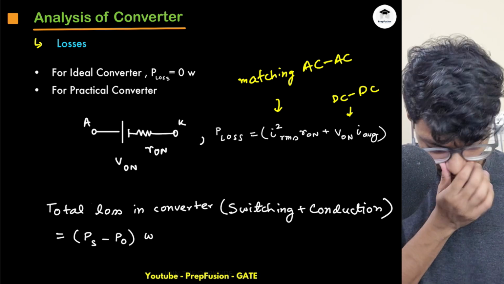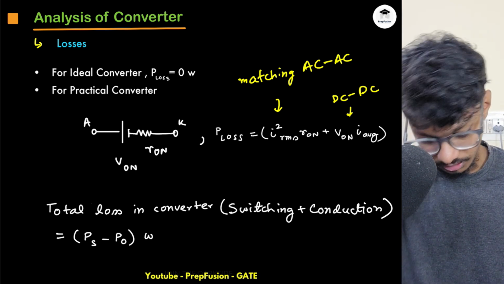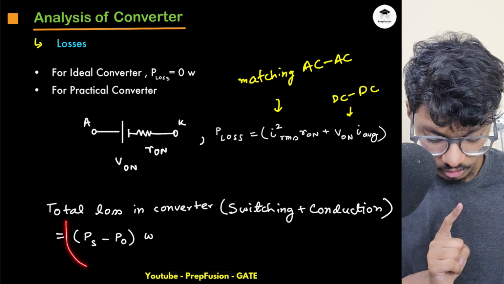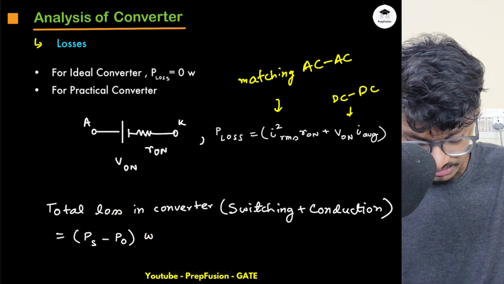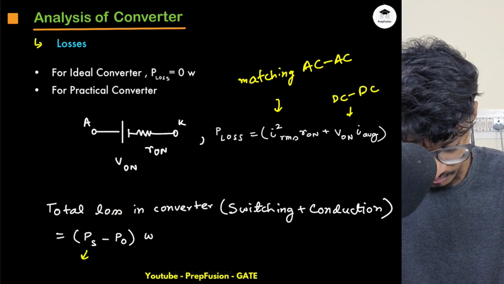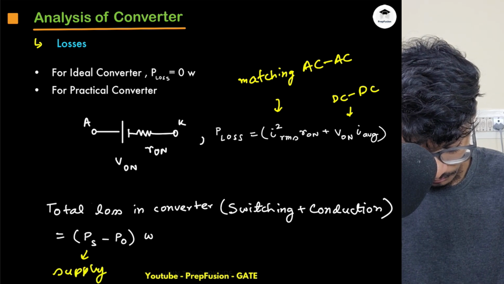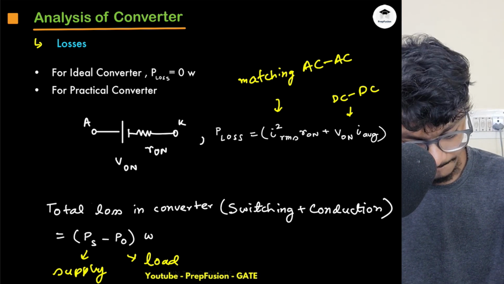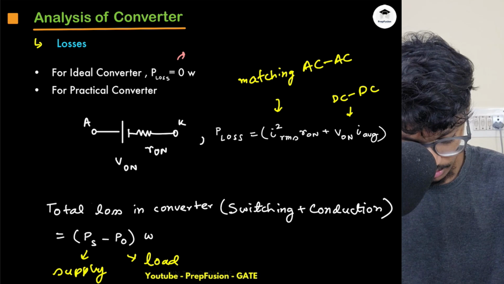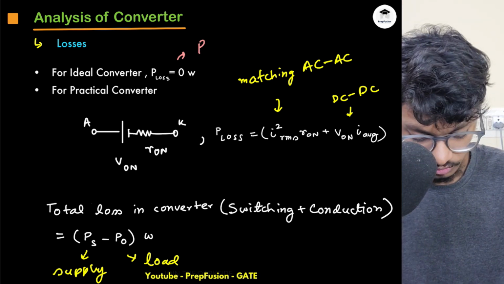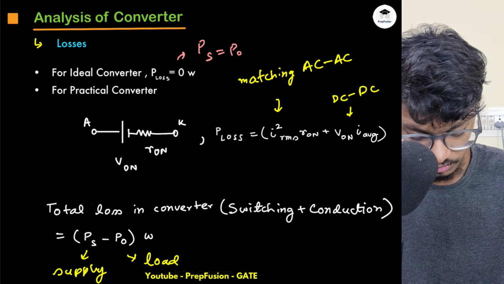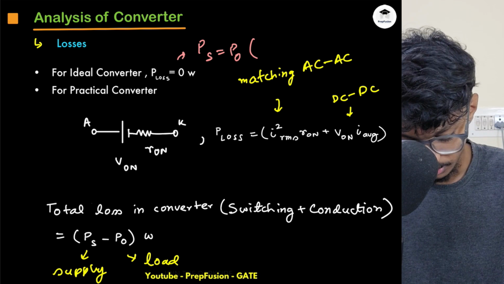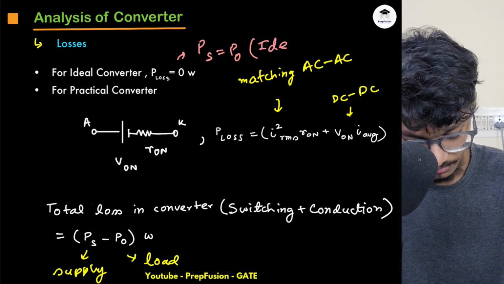Now, what is the total loss in the converter? It is switching plus conduction loss. When it is turned on, this will be the loss, and switching loss will also be there. This will be equal to PS minus PO. What is PS? PS is the power given from the supply, and PO is the power taken by the load. Now generally our converter is 100% efficient, so that is our assumption. So PS will be equal to PO if there is no loss; it is an ideal converter.